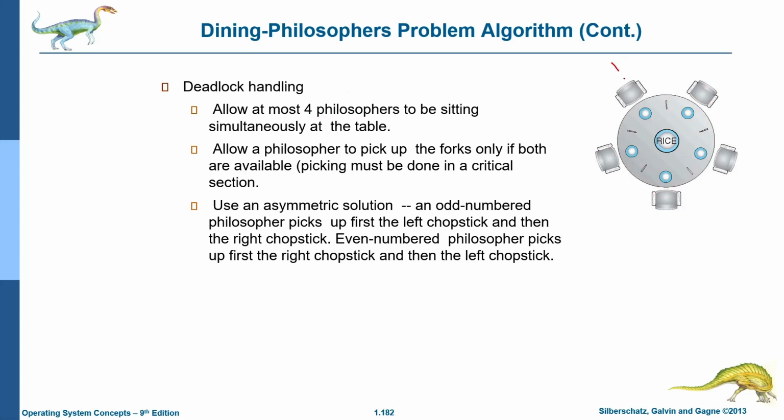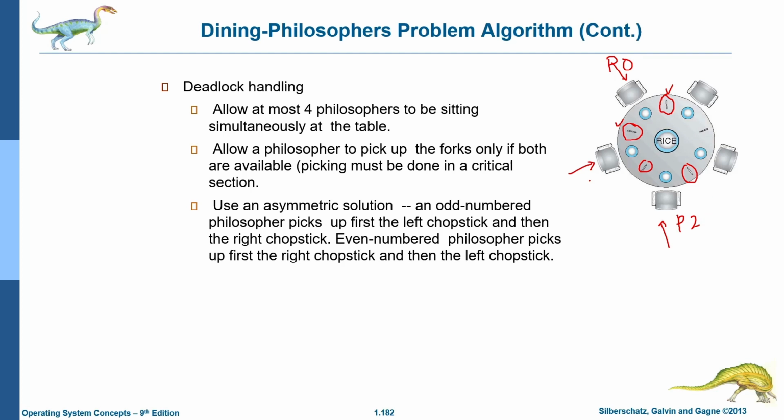So if P0 wants to eat, it cannot only pick the left chopstick. It will first check if both of them are available. If yes, it will pick up both of them at one time. Then if P1 wants to eat, it won't be able to pick up just the right one, because the left one is not there, so it will not pick up anything. Then this one can pick this and this. Then at least P0 and P2 can eat.